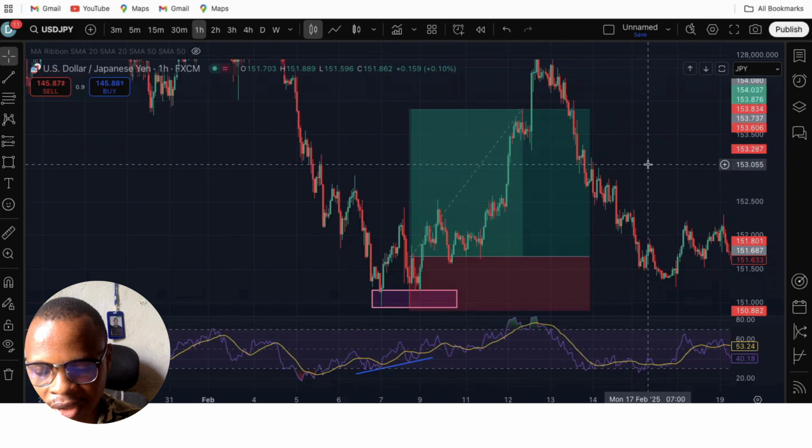So RSI is something that gives a high probability trade, actually only if you know how to trade it very well.